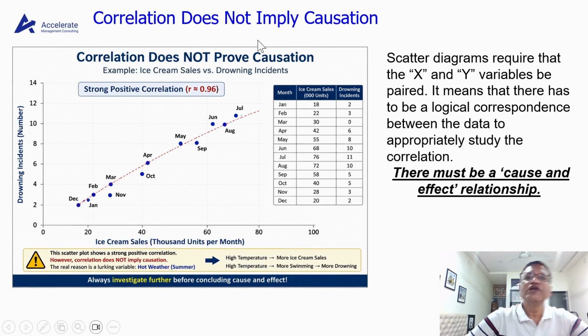So correlation does not imply causation. We need to understand when we are selecting the x and y, logically there has to be some correspondence between the two variables.